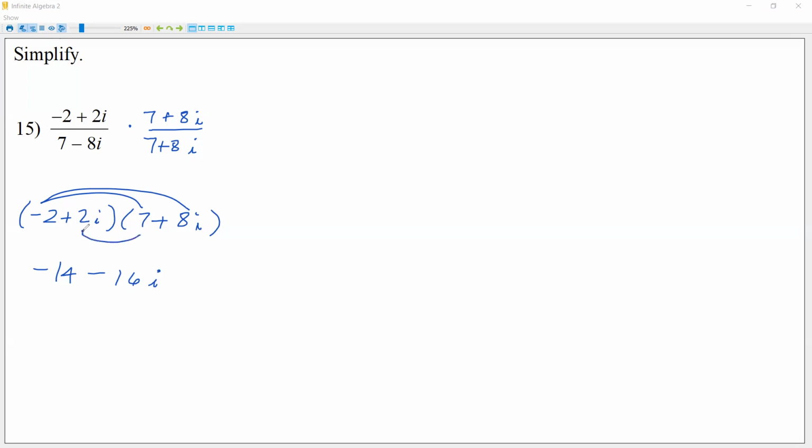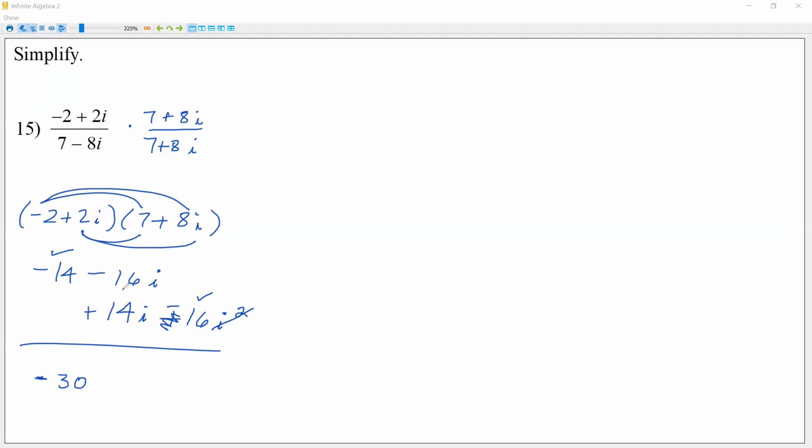Now I'll do the 2i. 2i times 7, that's 14i. 2i times 8i, that's 16i squared. When I write i squared, I automatically mark it out and change the sign of the number in front. So now I have -14 and -16. That's -30.